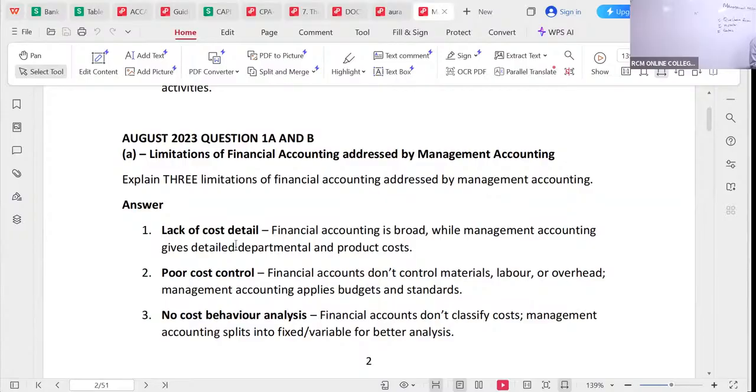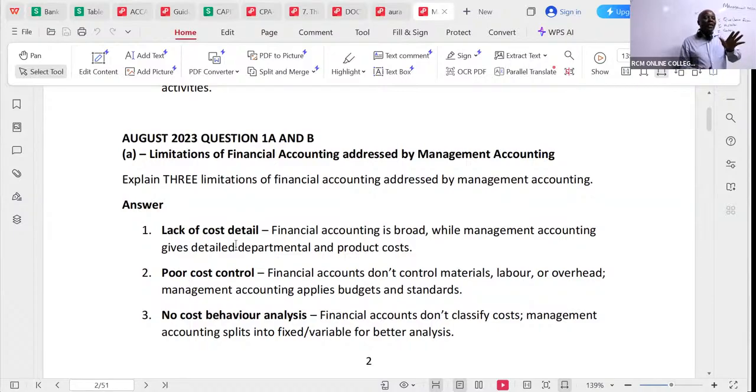Management accounting applies budgets and standards. As I said, if you remember very well, I said some teacher here was not available. You were able to do this concept of cost behavior. Do you remember the behavioral classification? In this case, we are able to classify our costs into variable and fixed.